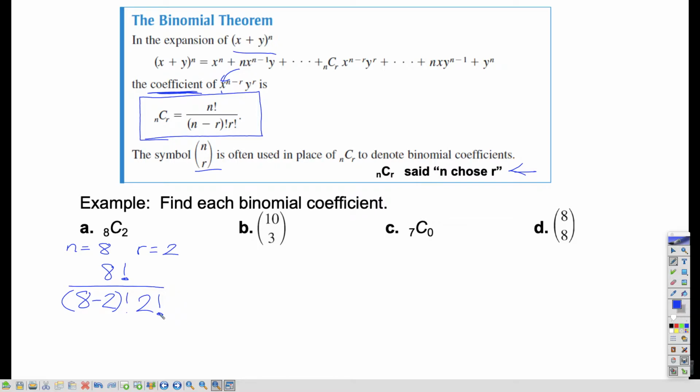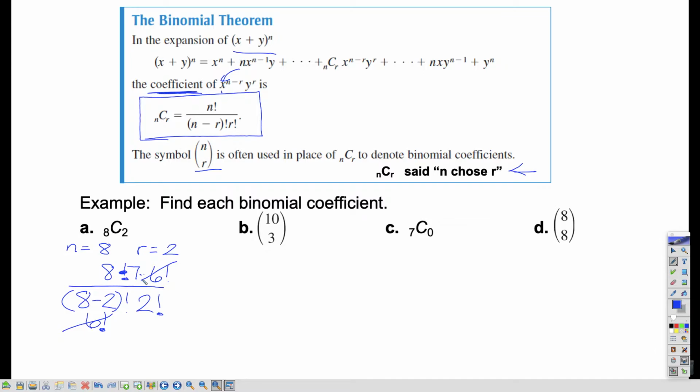So 8 minus 2 is what? 6 factorial. Remember when we reduced factorials, right? So 8 factorial is 8 times 7 times 6 factorial, isn't it? So 6 factorial and 6 factorial do what? Reduce.